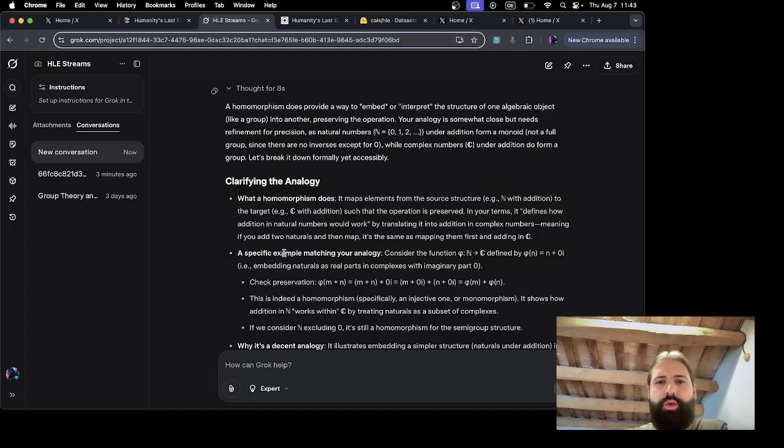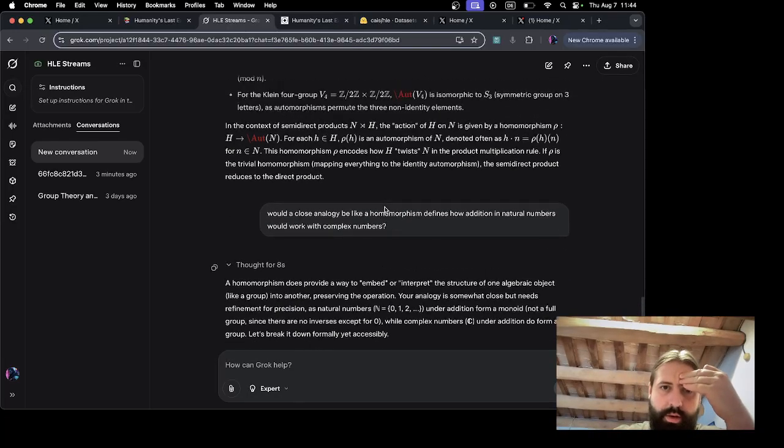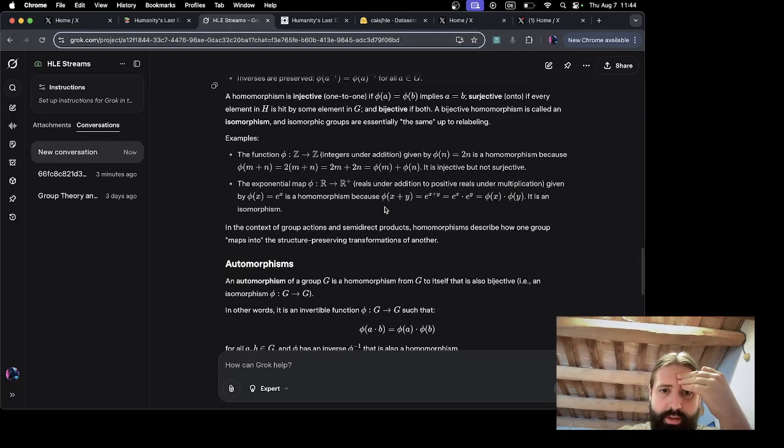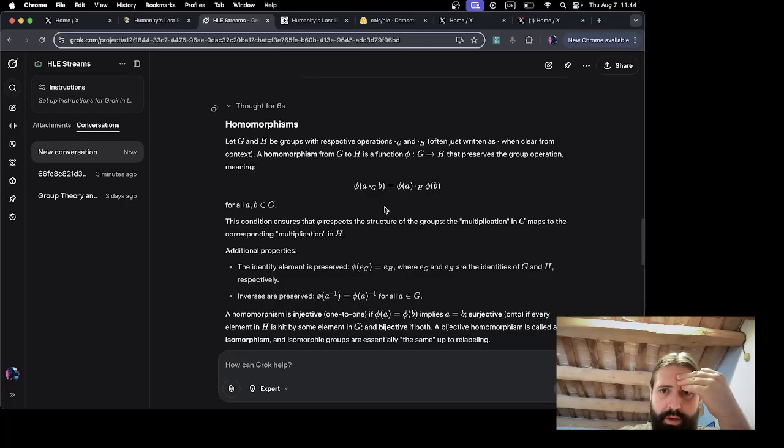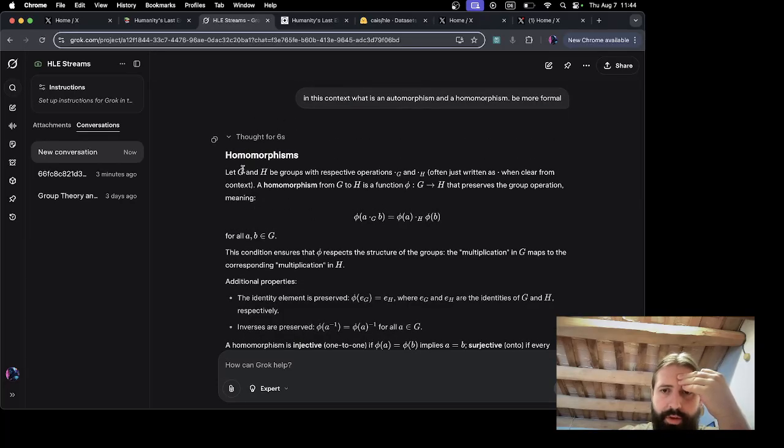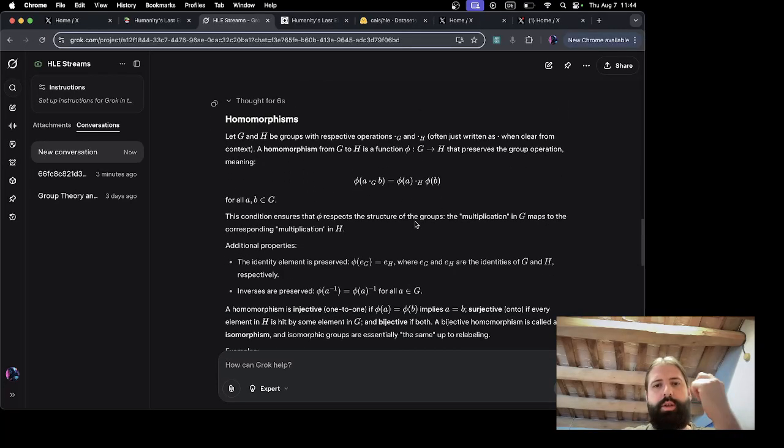Meaning, if you had two natural numbers and then map, it's the same as mapping them first and adding in C. Exactly. Take a natural number, turn it into a complex number, do the addition. I think it's fine. So that's what a homomorphism is. The homomorphism is mapping the operations.